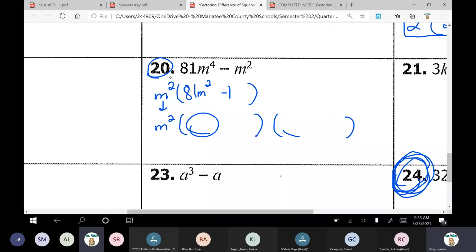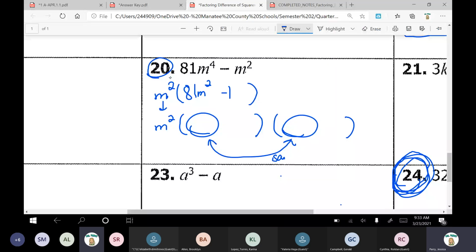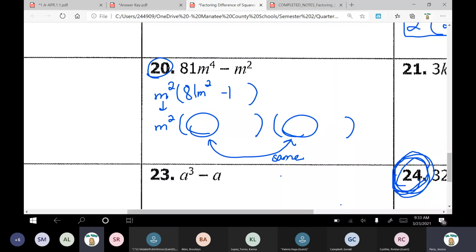Okay, now we need to figure out what times what is 81m squared. Remember, it needs to be the same thing. What times what is 81m squared? Think of your numbers. What times what is 81? And then what times what is m squared? See if you can do it all together in one step when you type out your answer. So take a second to think about it. Remember, it needs to be the same thing.